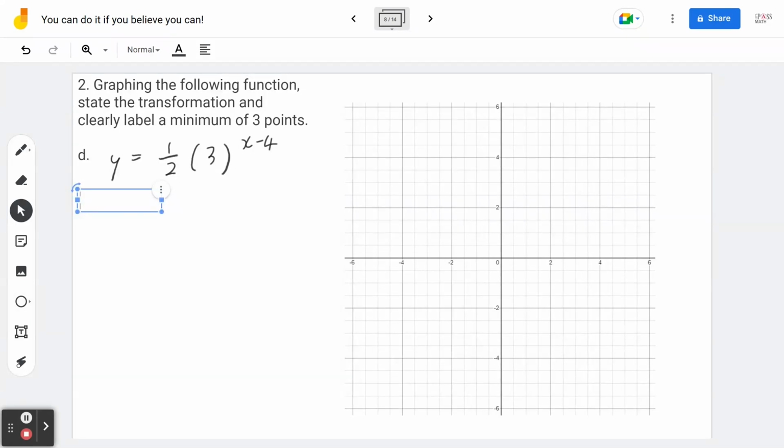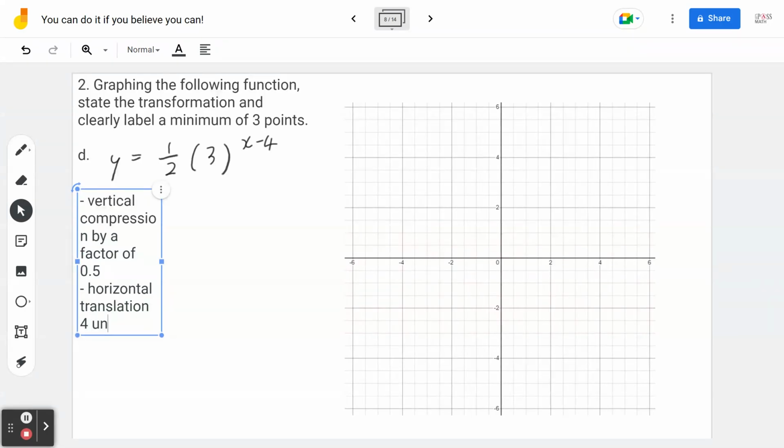transformations. So for example, there's a half at the front. This really means there's a vertical compression by a factor of half. You can say 0.5 as well. Notice in the exponent, it says x minus 4. This really means shift it to the right by 4. You can say horizontal translation, 4 units right. Again, I'm just going to leave it right here.